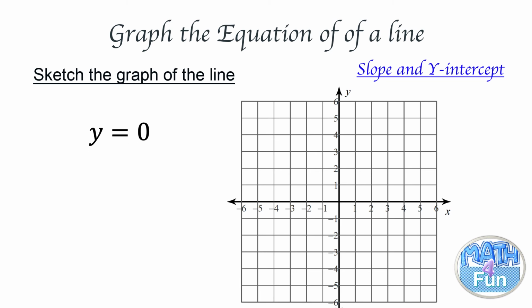What about the line y equals 0? We can do it similarly. So we stop at 0 and we graph a horizontal line at 0, which is the equation of the x-axis.